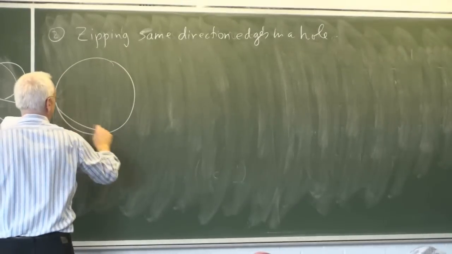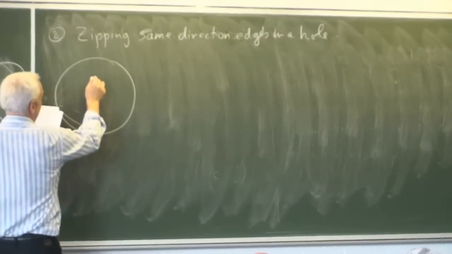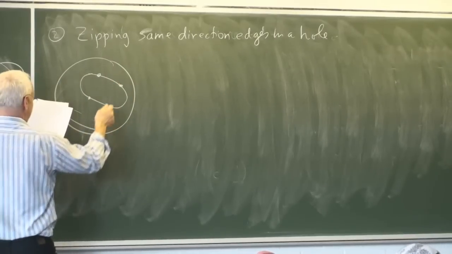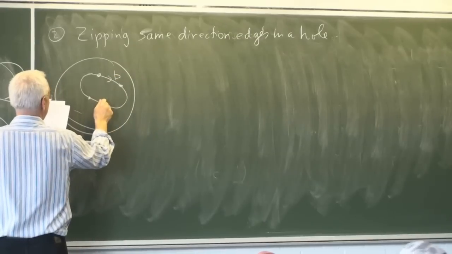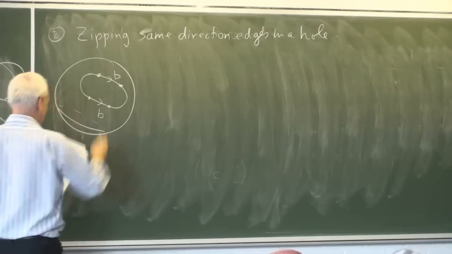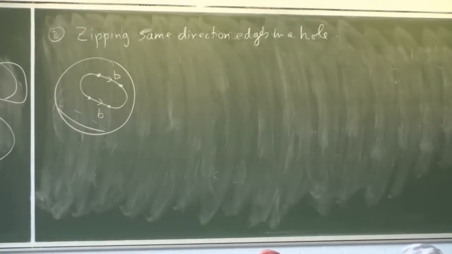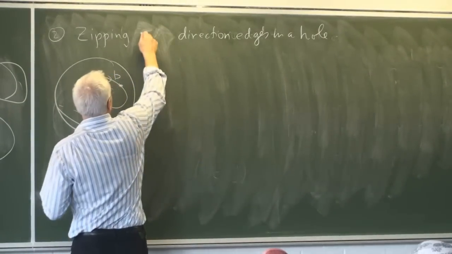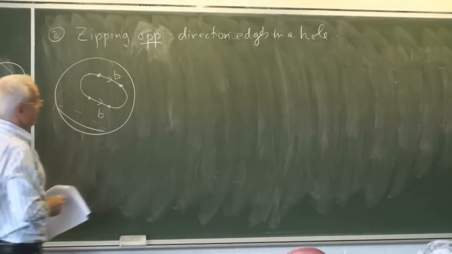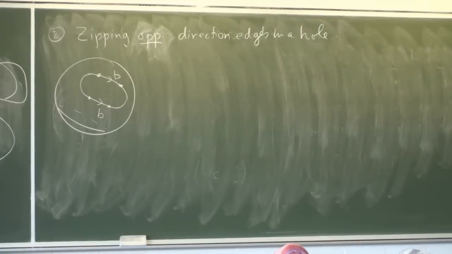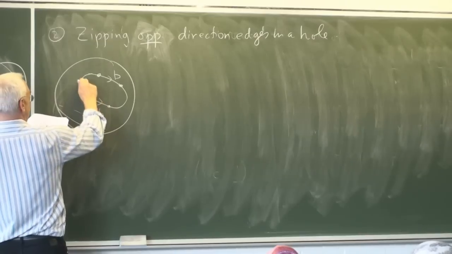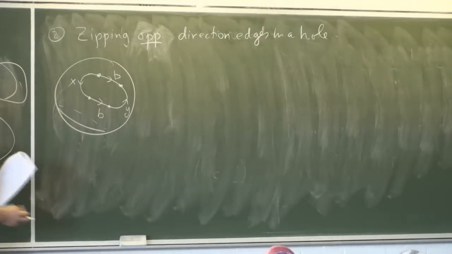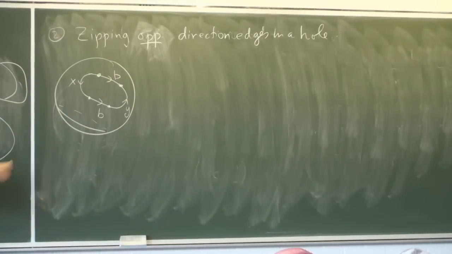So a sphere. We'll have a hole with a side B and side, not same direction, opposite edges, opposite direction rather. This is zipping opposite direction edges in a hole. So we have B, B, and maybe some sequence of words X, some sequence of edges Y. And there might be other holes too.